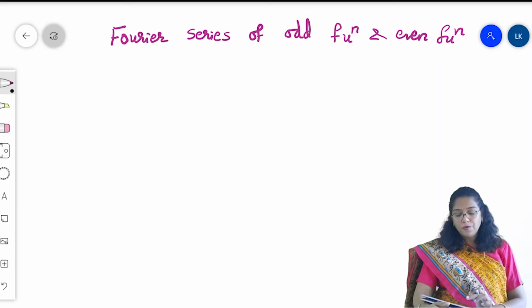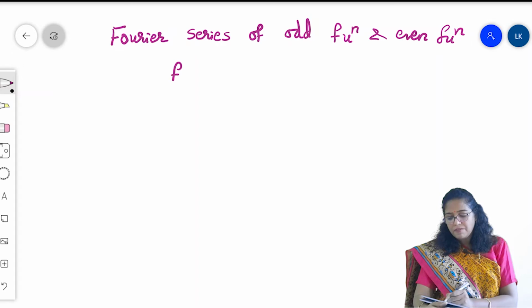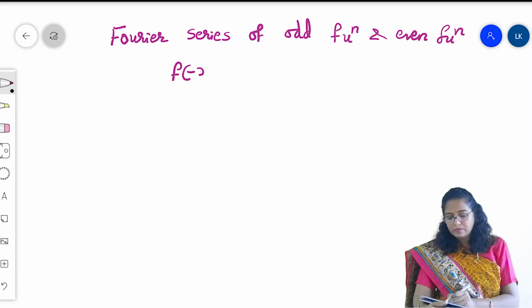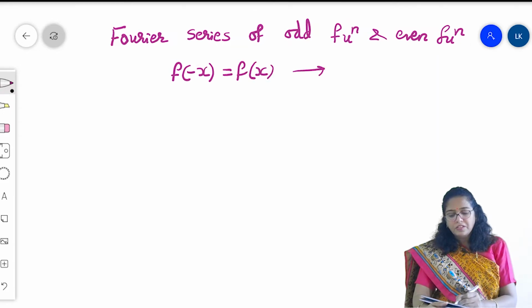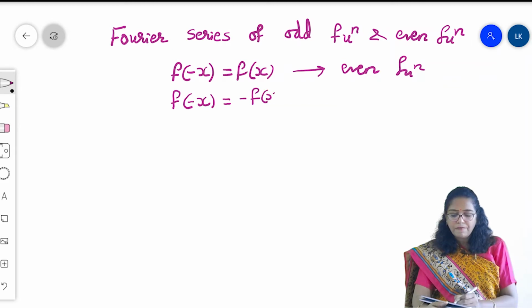Let us see the Fourier series of even function and odd function. Before that, we want to see the definition of even function and odd function. A function f is said to be an even function if f of minus x is equal to f of x. This is the definition for even function.